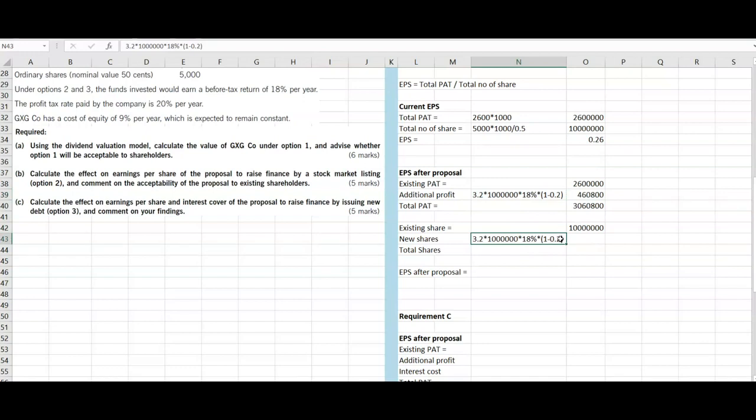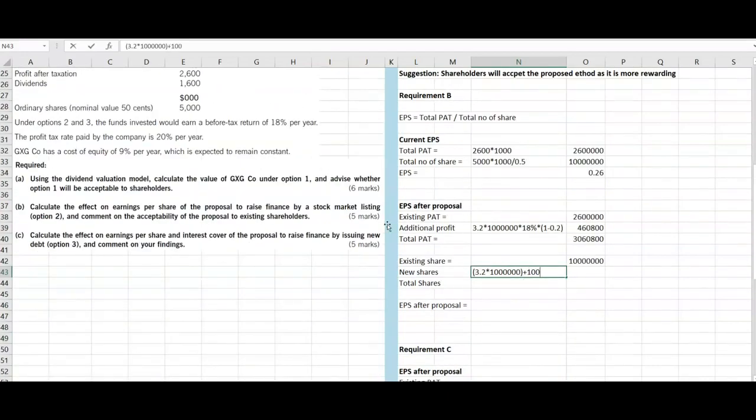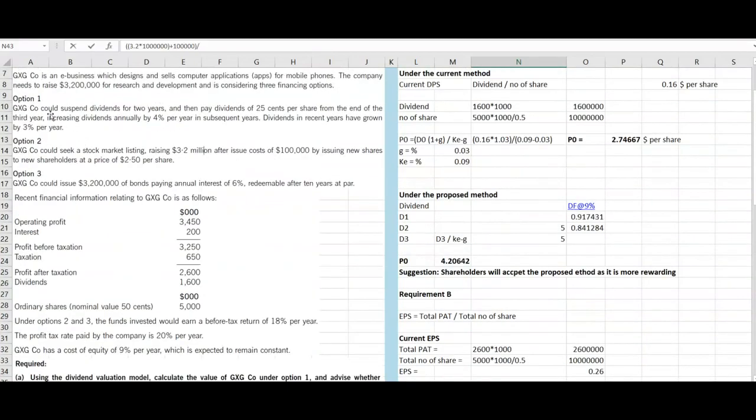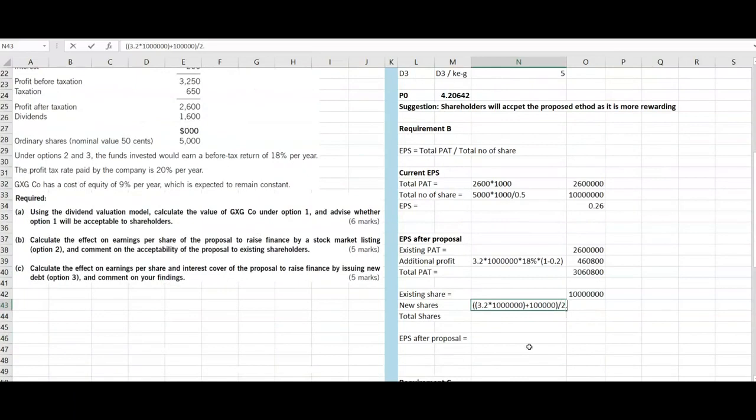So the company is going to raise this much of funds. Additionally, they are going to also incur 1 lakh. That 1 lakh is also to be recovered from the issue of shares. So again, we have to take that. And this number divided by the value per share. The value per share that they are trying to get is 2.5. So we'll take divided by 2.5. So this will give us our answer.